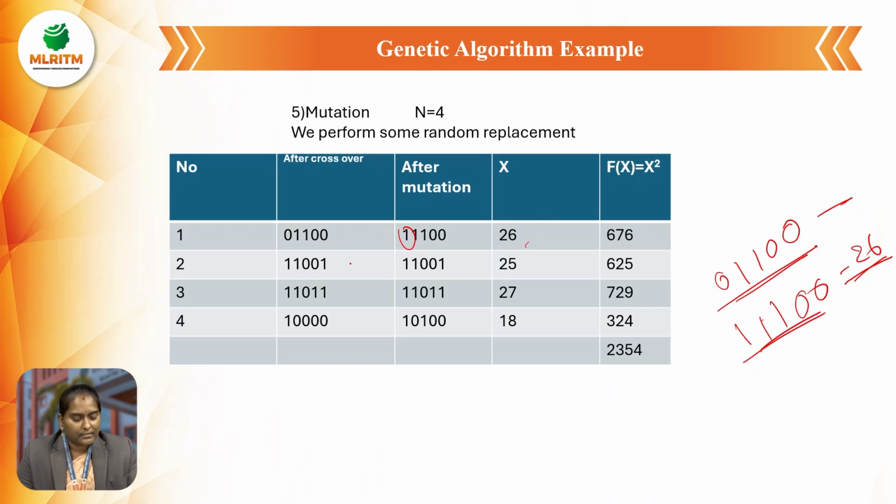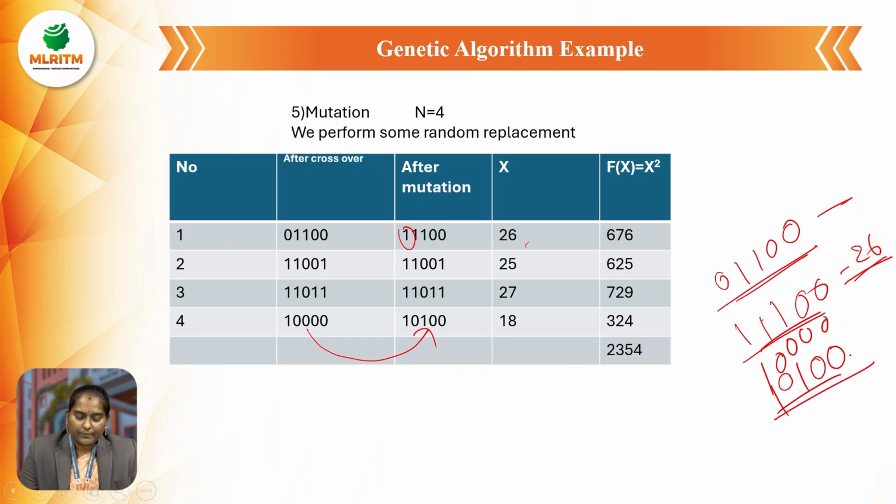And in the second step, the second and third ones need no change, because 25 and 27 are already high numbers. So we don't need to change these values. And finally, we have to change the last one, 12, that is 16. So in this also, 1, 0, 0, 0, 0. Here I have replaced the third position 0 with 1. So 10100. The binary value 10100 in decimal is 18. The previous value was 16. After changing one value, we get 18.